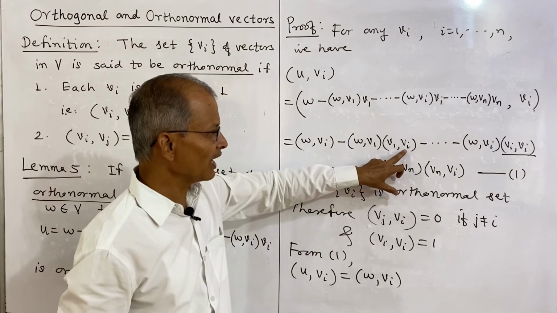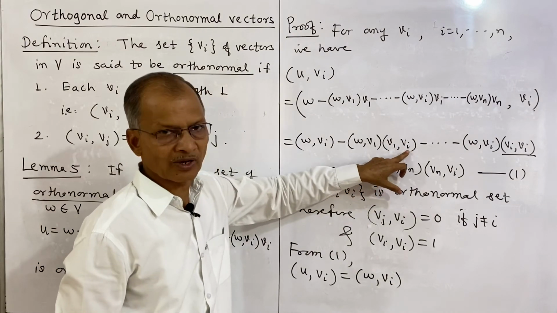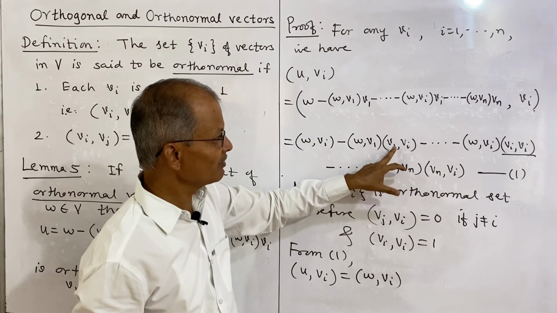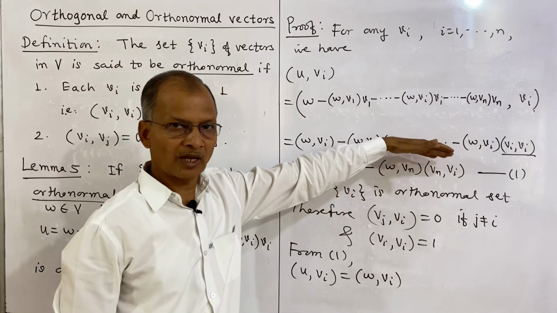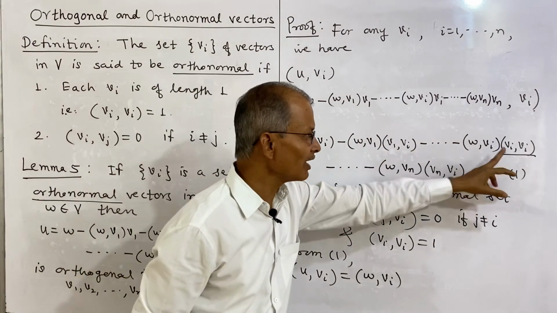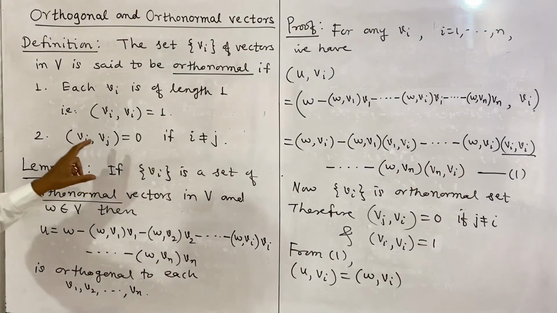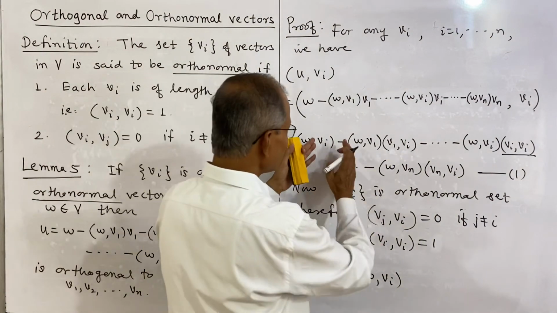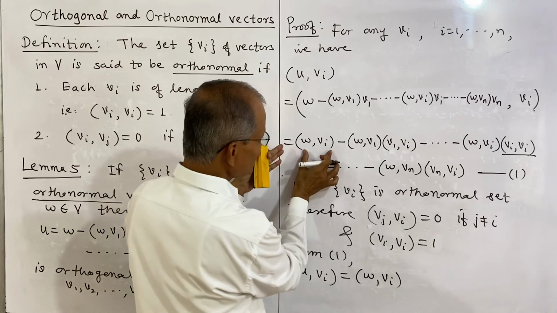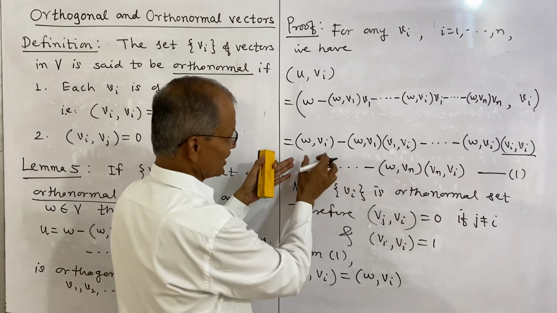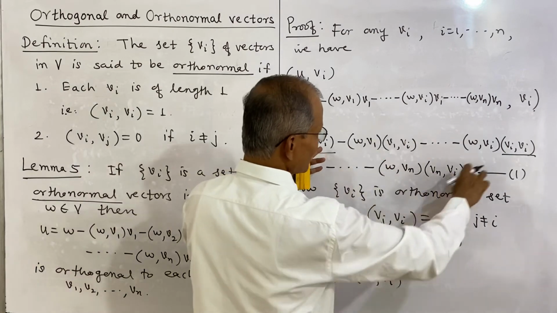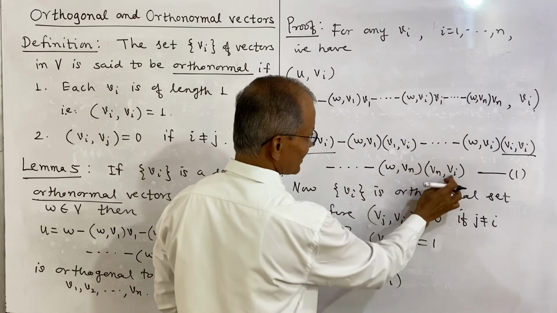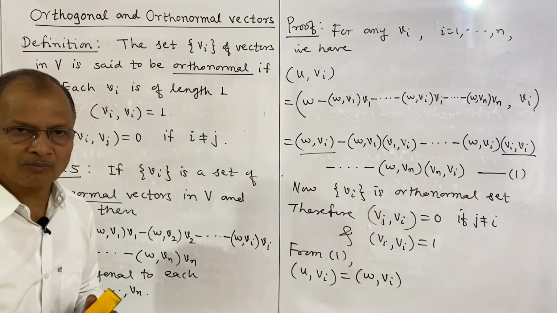Suppose vi is v5, then it will be inner product of v1 and v5, that is 0. Next term will be inner product of v2 with v5, and that will be 0. If the suffixes become equal, that is the important property of orthogonality, if the suffixes become equal then it is 1, otherwise it is 0. So here in this expression starting from the second term, for the remaining expression only this term will exist because other terms will have different suffixes and the inner product will be 0.